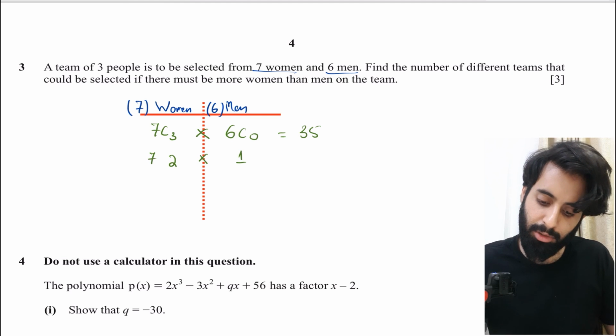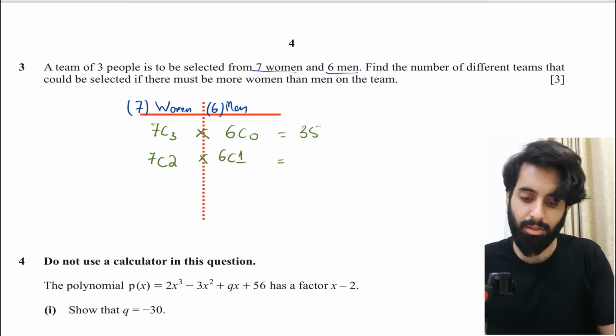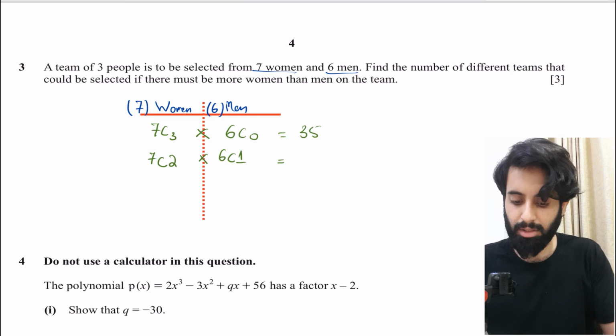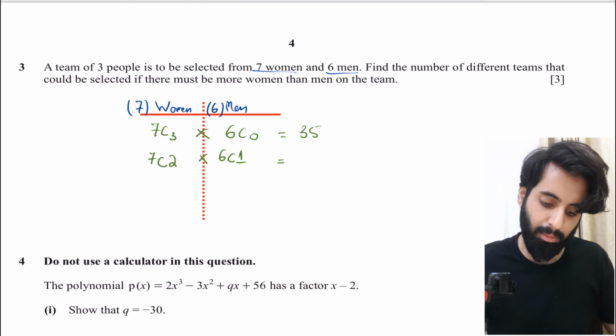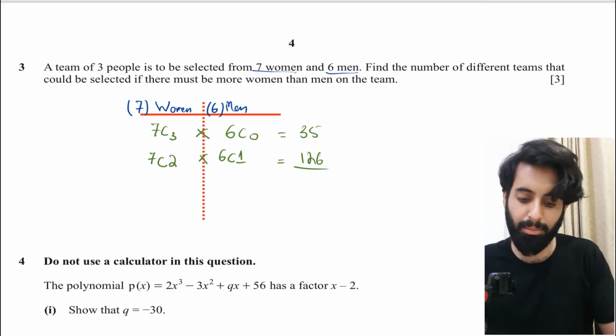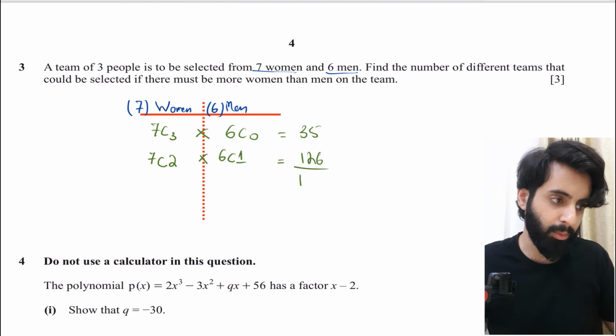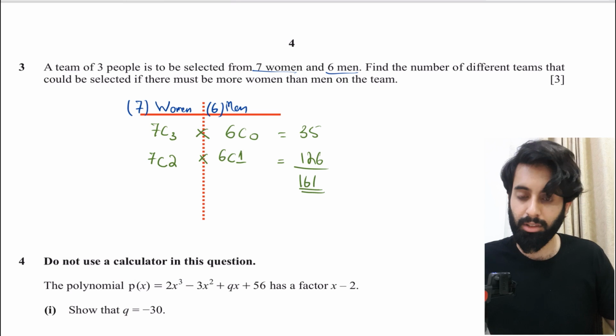So in how many ways can you choose 2 women out of 7? 7C2. And how many ways can you choose 1 man out of 6? Sorry about that. That's 6C1. So let's work this out. 7C2 times 6C1 turns out to be 126. Let's sum them up, 126 plus 35. So we get 161, which is the correct answer.